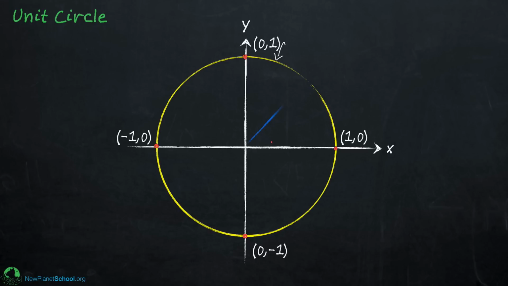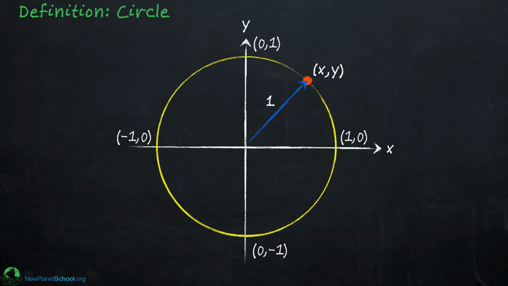What you notice is that the length from the origin to any point on this circle has a length of 1. This has a length of 1, this has a length of 1, this has a length of 1, and so forth. And of course, that's why it's called the unit circle. There are lots of other circles, but this is the one we're going to be talking about today.